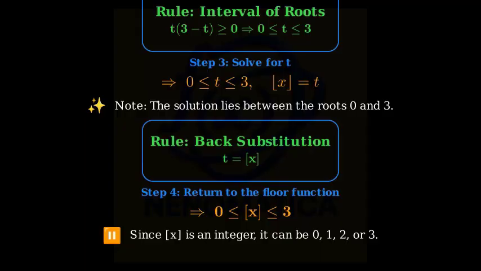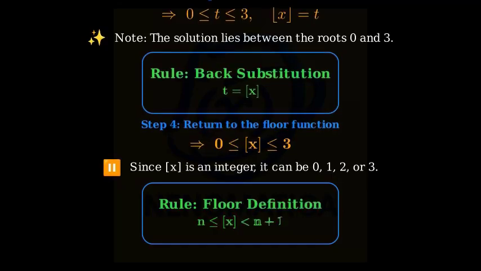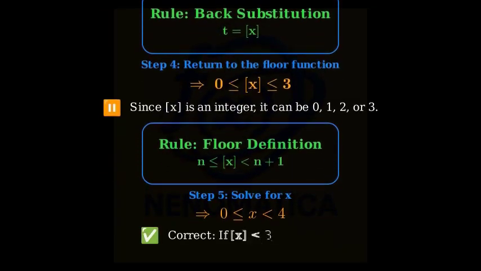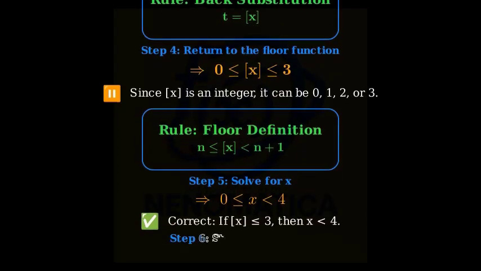Rule: floor definition. For any integer n, n is less than or equal to floor of x, less than n plus 1. Step 5. Solve for x. From 0 less than or equal to floor of x less than or equal to 3, we get, bold, highlighted, 0 less than or equal to x less than 4. Step 6. State the domain. We conclude, bold, D equals the interval from 0 to 4. Nicely done.